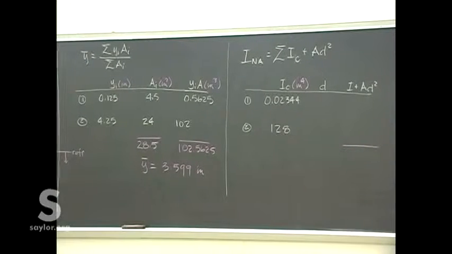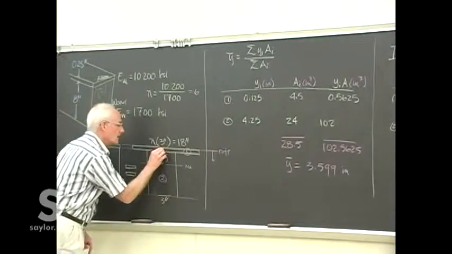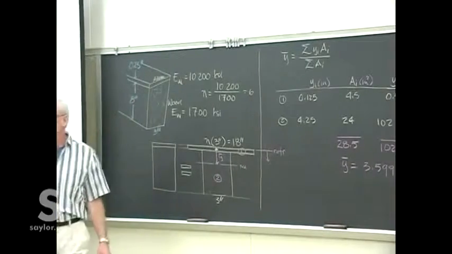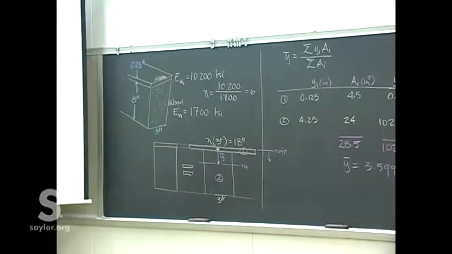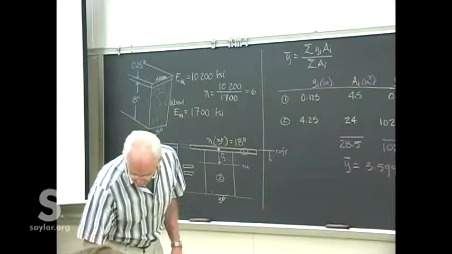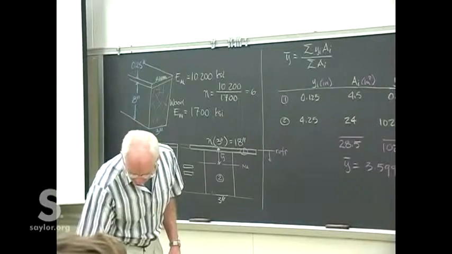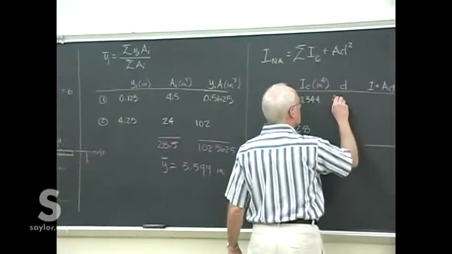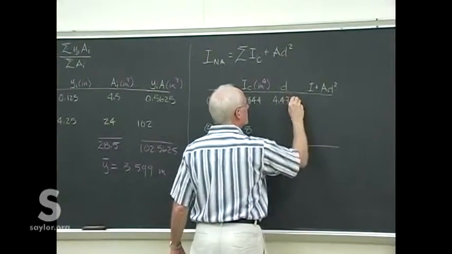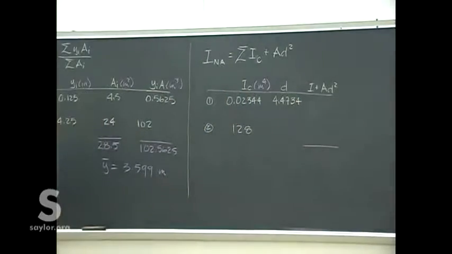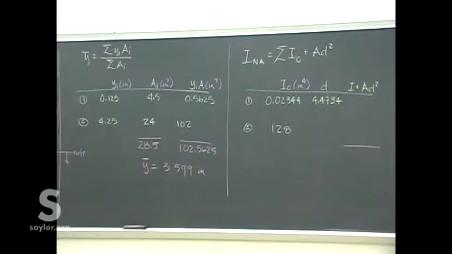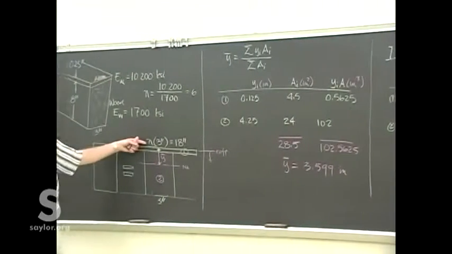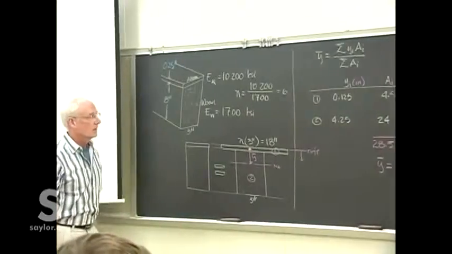D, remember that's the location of the centroid of the individual piece with respect to the neutral axis that we've now placed. And that is, for this first one, 3.4734. Remember, that's down the 3.599, back up a quarter of an inch, or a quarter of an inch taken off.